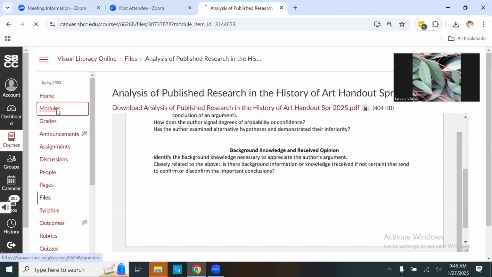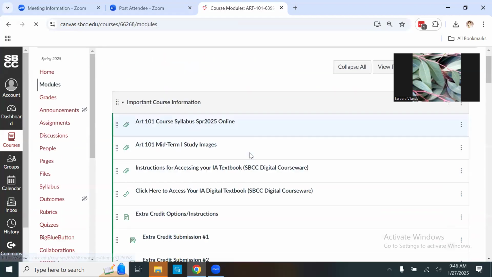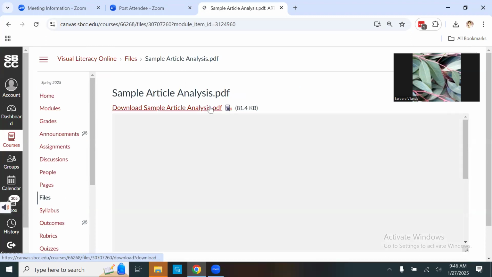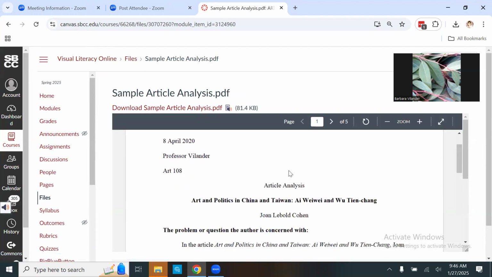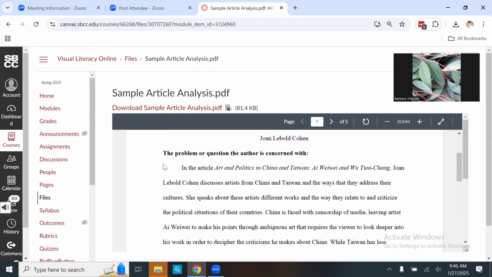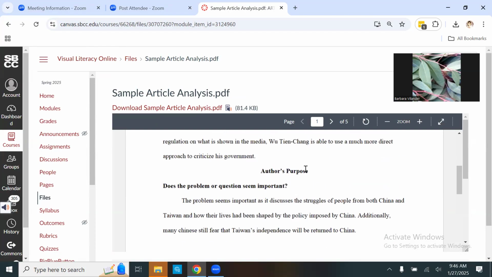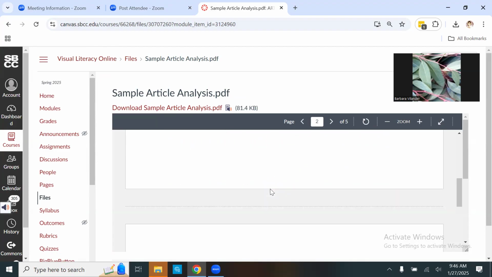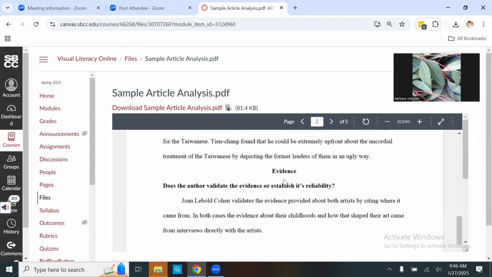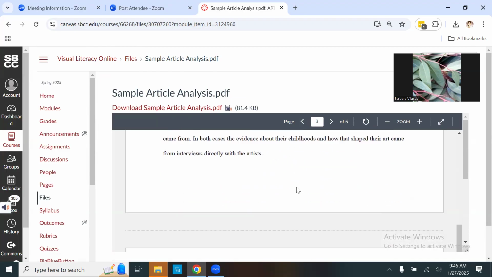Okay. Now, how do you format your article analysis? Let me show you that. So here's a sample analysis. This is for formatting purposes, okay? So she has her important information up here, the title of the article. She begins by defining the problem or question the author is concerned with. And then under author's purpose, she typed the prompt, she answered the prompt. She typed the prompt, she answered the prompt. Evidence, type the prompt, answer the prompt. That is the format that I want you to use, okay?